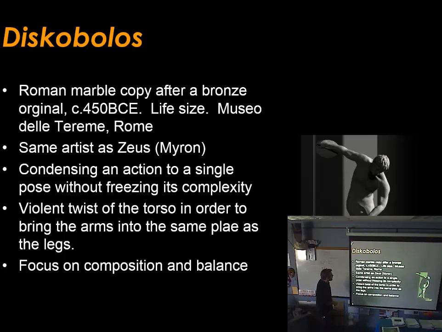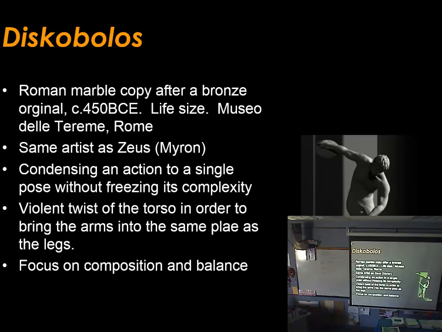So here is Myron and his Discobolos. He's condensing an action to a single pose, and it's not really frozen. It's not like a sculpture that simply stands still, but instead it's this complexity of movement, and we have lots of negative space here for the first time. We have a violent twist of the torso, bringing the arm right up to the same place of emphasis as the back leg, and so we get a good sense of balance to our character. Our character is not held down by anything. He is standing on his own stylobate by himself in perfect balance within the sculptural weight as well.